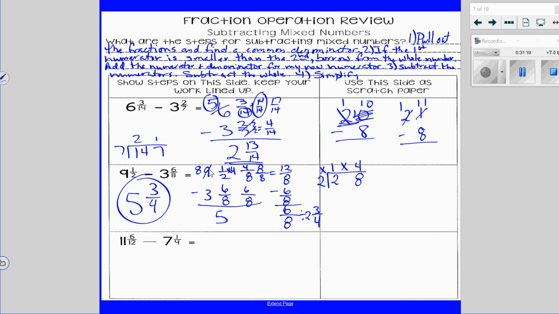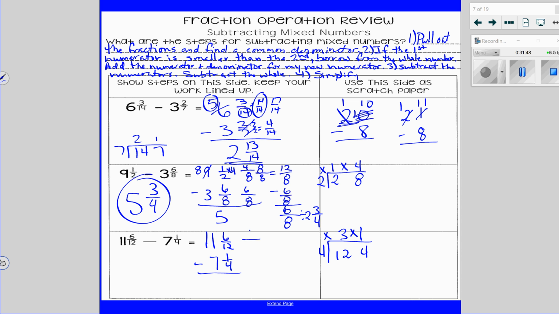All right, the next one. 11 and 6 twelfths minus 7 and 1 fourth. I need to find a common denominator between 12 and 4. What can go into both? 4. 4 goes into 12 3 times. 4 goes into 4 1 time.